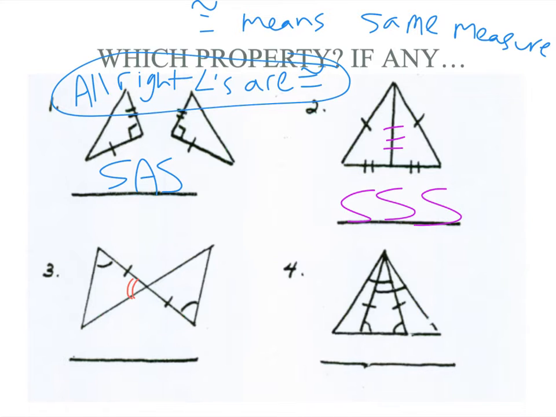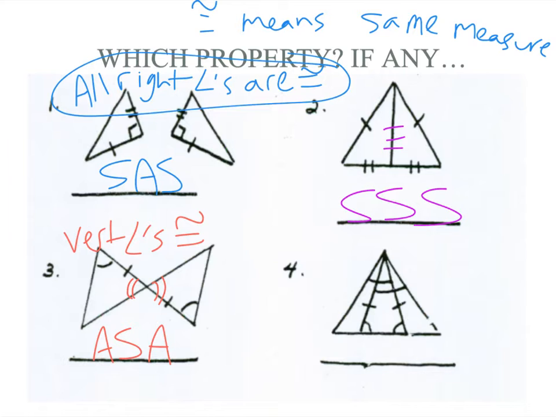Ooh, number 3. Why are these guys congruent? That's vertical angles are congruent. So now what do I have? I have an angle, then a side, then another angle. Right? That side is between the two pairs of congruent angles. This side is between the two angles. This side is between the two angles. Therefore, it's angle, side, angle.